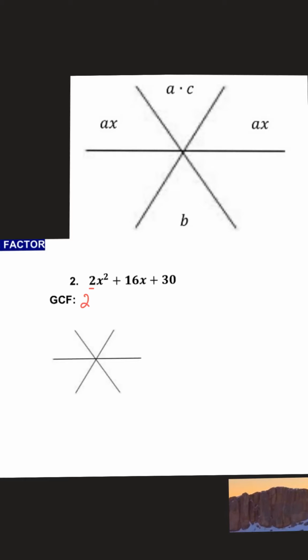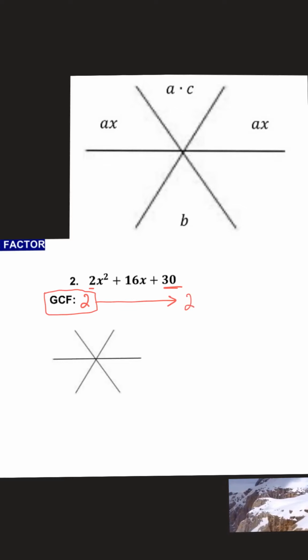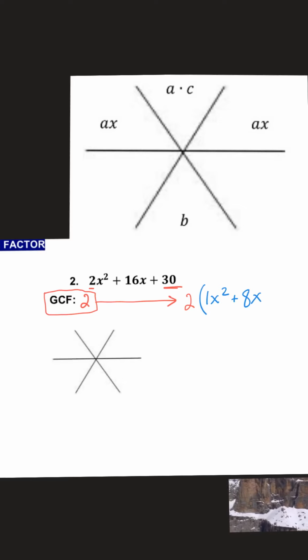I'm not going to bring an x because the 30 does not have an x. So these 3 terms do not have an x in common, so my GCF is just 2. So then to factor it out, I'm going to bring the 2 out in front, and then I'm going to divide everything by 2. So 2 divided by 2 is 1, so I get 1x squared. 16 divided by 2 is 8, so I get 8x. And then 30 divided by 2 is 15, so I get 15.